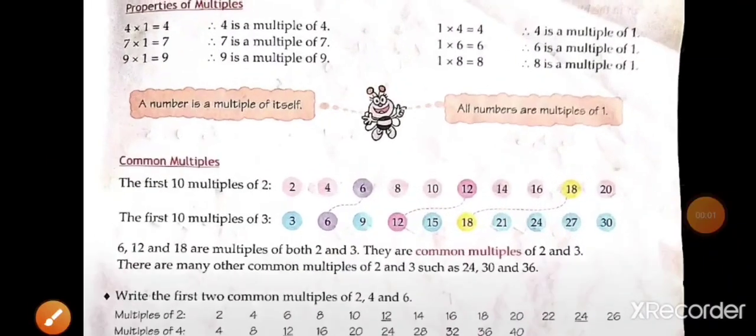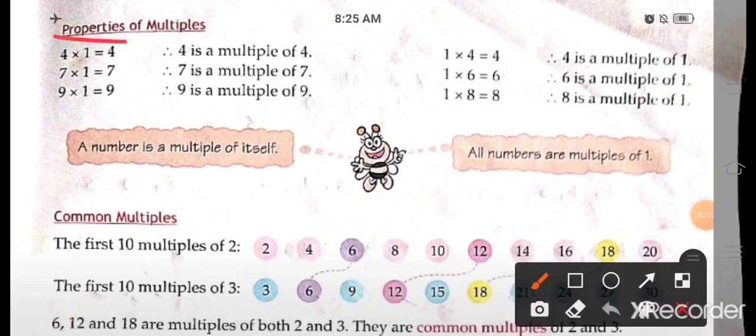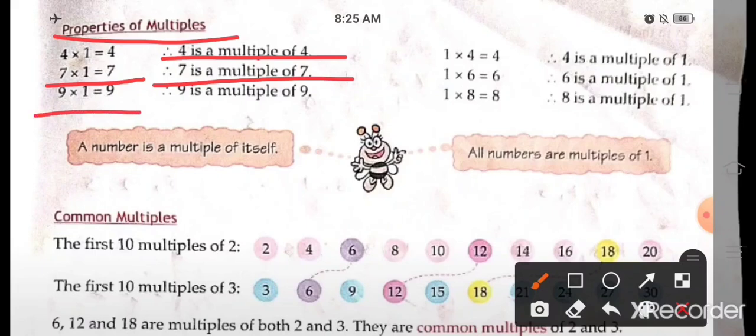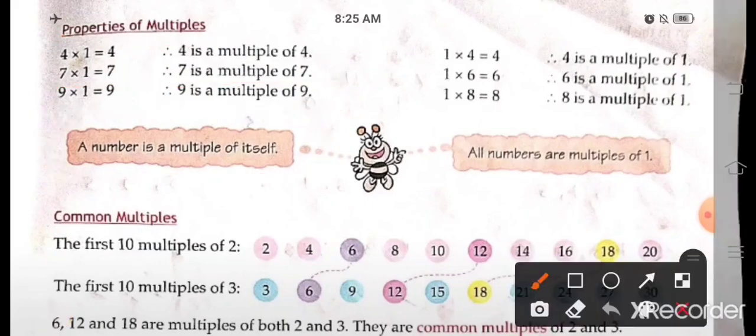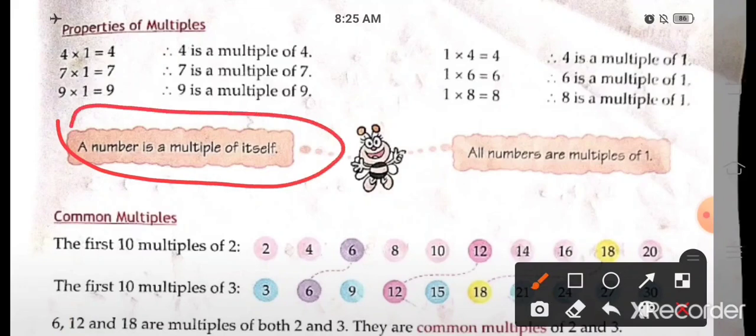On the next page, properties of multiples. 4 multiply 1 equal to 4, so 4 is a multiple of 4. 7 multiply 1 equal to 7, so 7 is a multiple of 7. 9 multiply 1 equal to 9, so 9 is a multiple of 9. So a number is a multiple of itself.